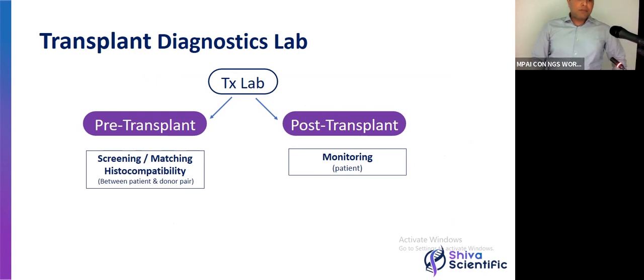So let's come to a transplant diagnostic lab. What is happening in a transplant diagnostic lab? There is a pre-transplant workup and there is a post-transplant workup. In a pre-transplant, a lab is trying to find the best matched donor. A sort of screening and histocompatibility testing are happening. And in a post-transplant setup, we are just trying to monitor the patient so that we can detect early relapses or any rejection which might happen in the future.